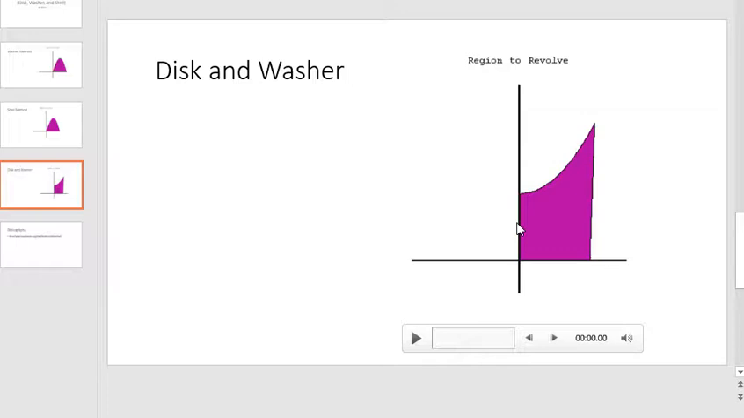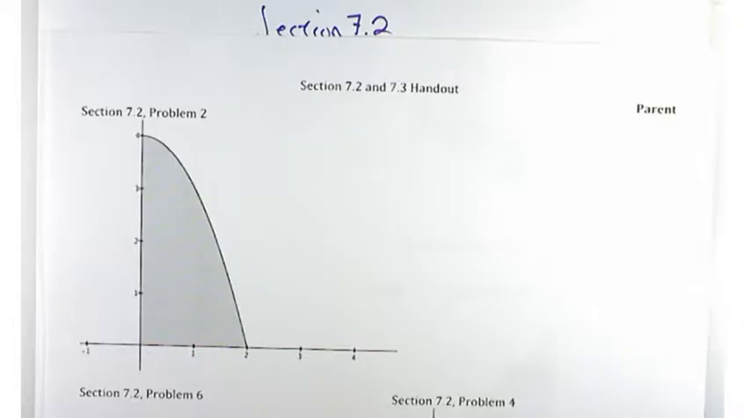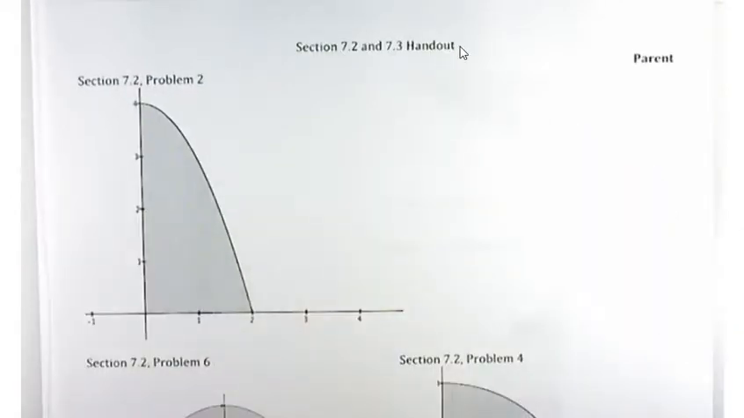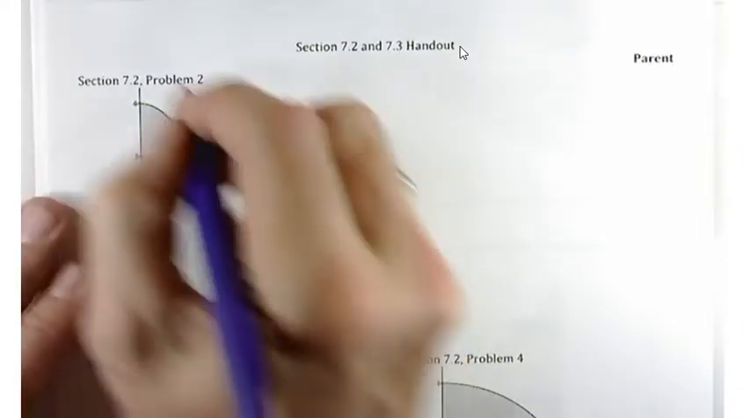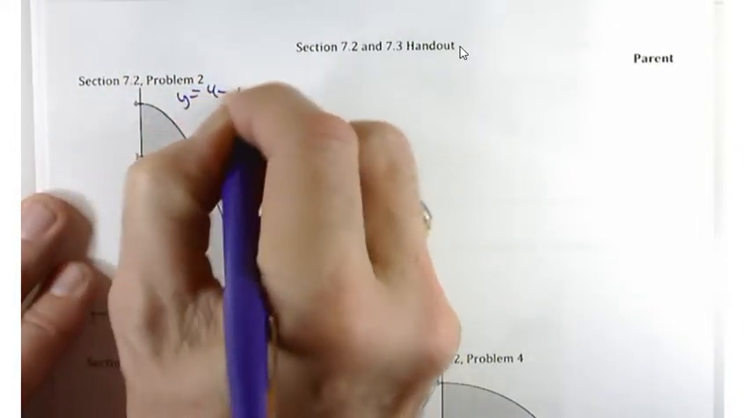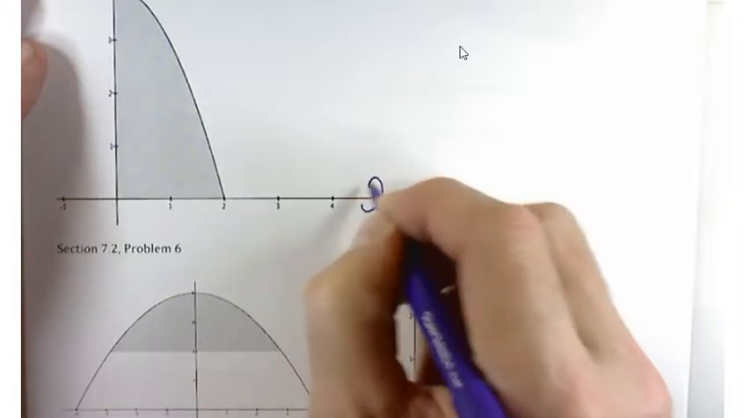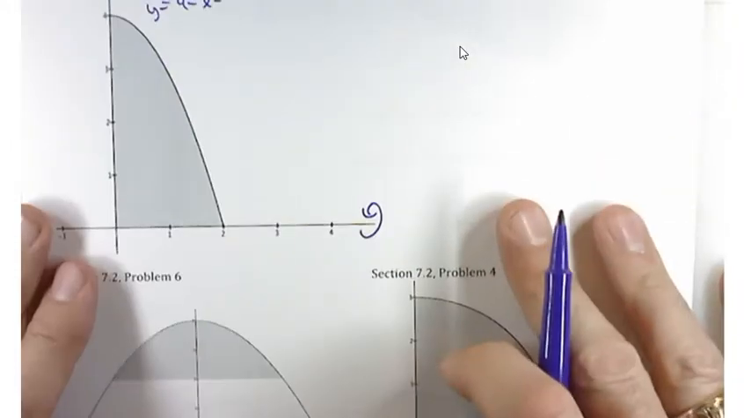So we'll start with problem number 2. Our function in this particular case is y equals 4 minus x squared. And we're going to rotate this around the x-axis. So we're going to rotate this curve around the x-axis like this. And when we do that, that's going to sweep out a volume.